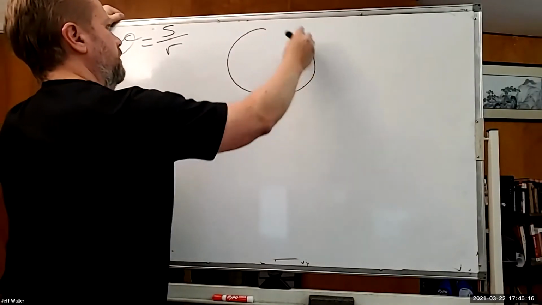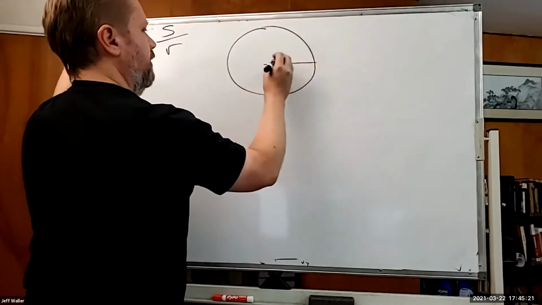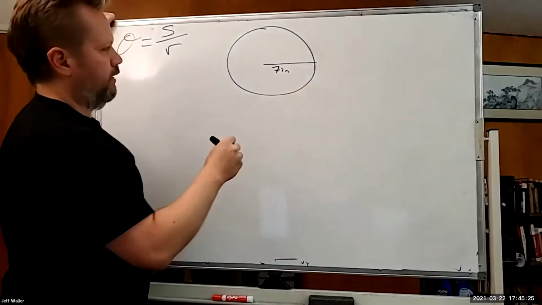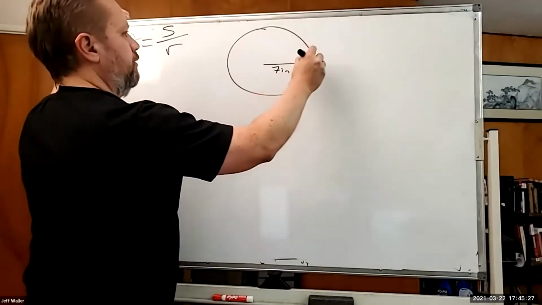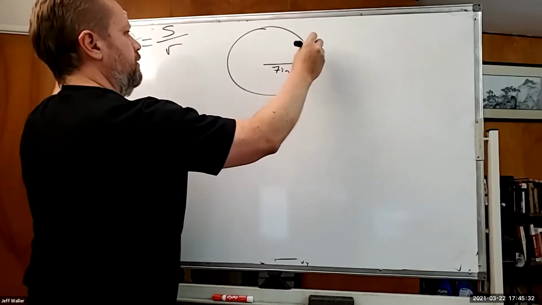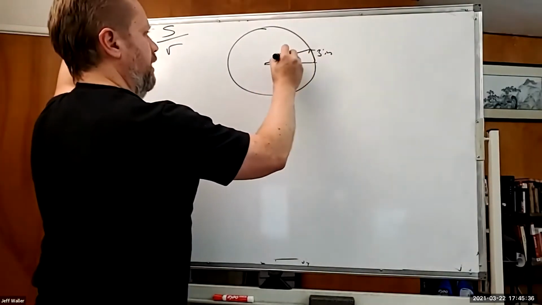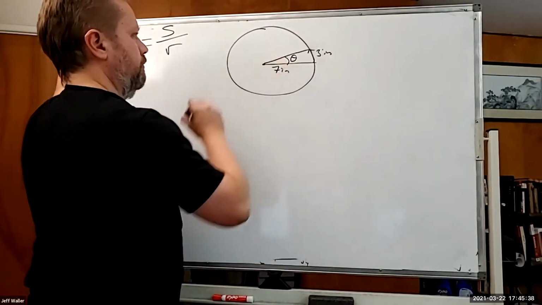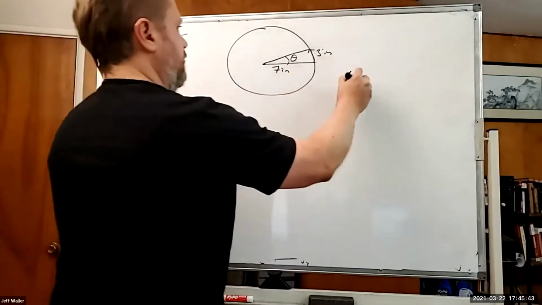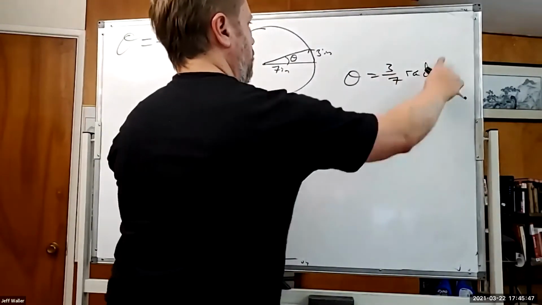Okay. So let's do a concrete example real quick. If I have this radius is 7 inches and I go 3 inches, what angle have I just swung through? 3/7. Yeah, 3/7 of a radian.